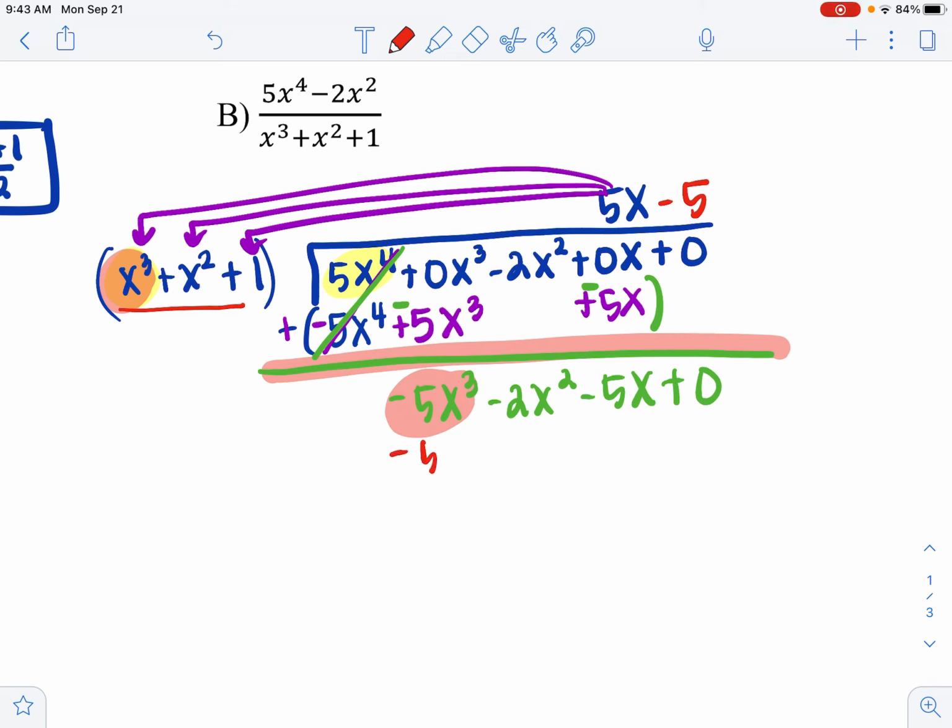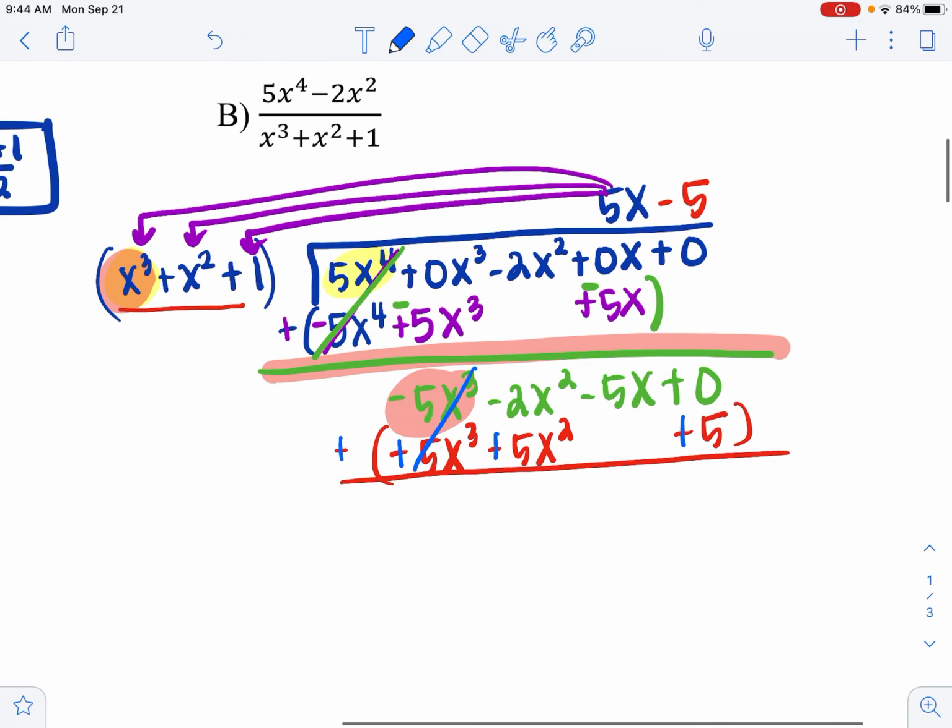And then distribute the negative 5 to each of these three terms. Negative 5 times 5x cubed is negative 5x cubed. Negative 5 times x squared is negative 5x squared. Negative 5 times 1 is negative 5. Parentheses, subtract the whole thing. Addition, addition, addition, addition. Right, because I'm changing it to the opposite. These cancel. That's 3x squared minus 5x plus 5.